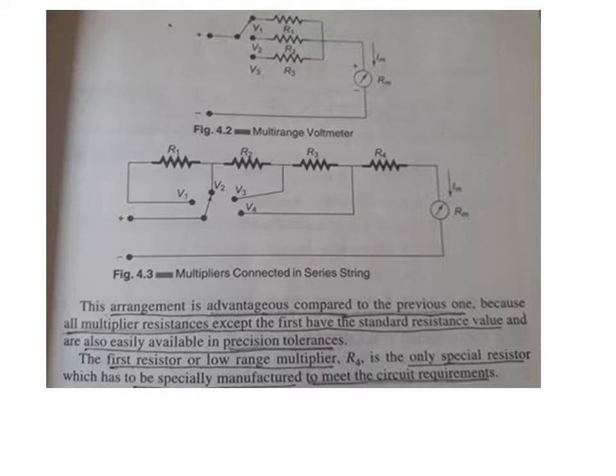This arrangement is advantageous compared to the previous one because all multiplier resistances except the first have standard resistance values and are also easily available in precision tolerances. The first resistor or low range multiplier R4 is the only special resistor which has to be specially manufactured to meet the circuit requirements.